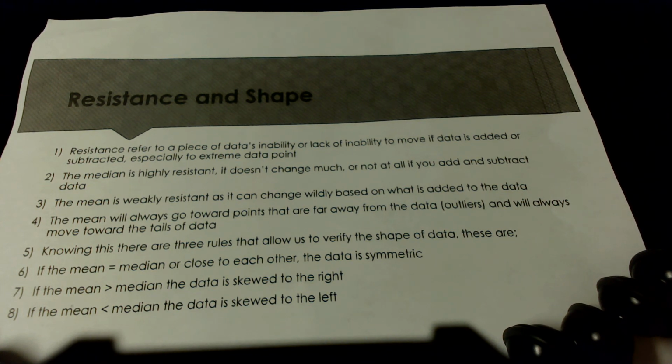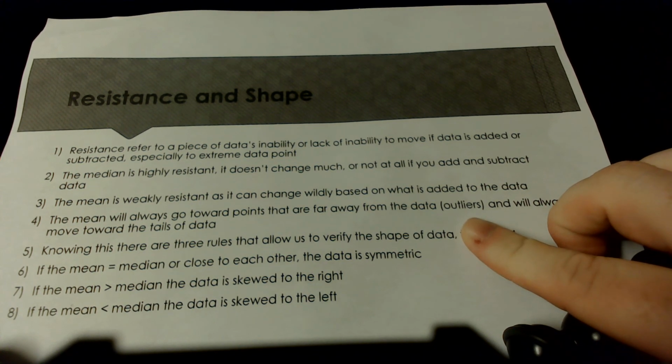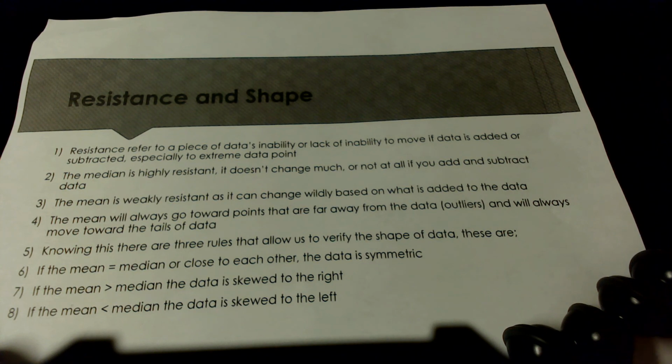So the mean will always go towards points that are far away from the data, and will always move towards the tail of the data. And we call those points really far away outliers. We'll get into those a little bit later, but just note that that's the term. Outliers: data points that are really, really far away from the data.